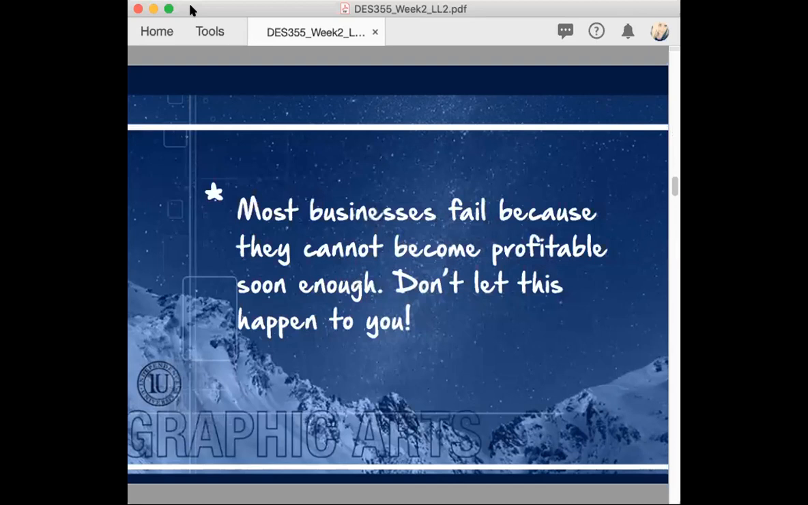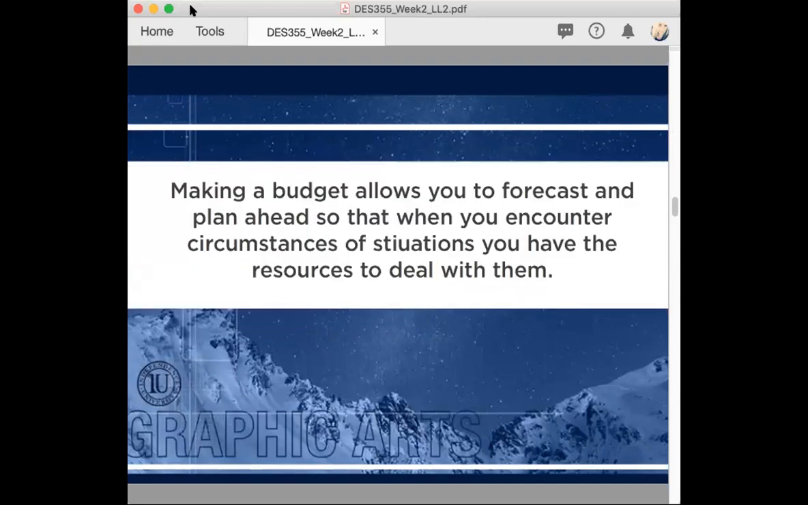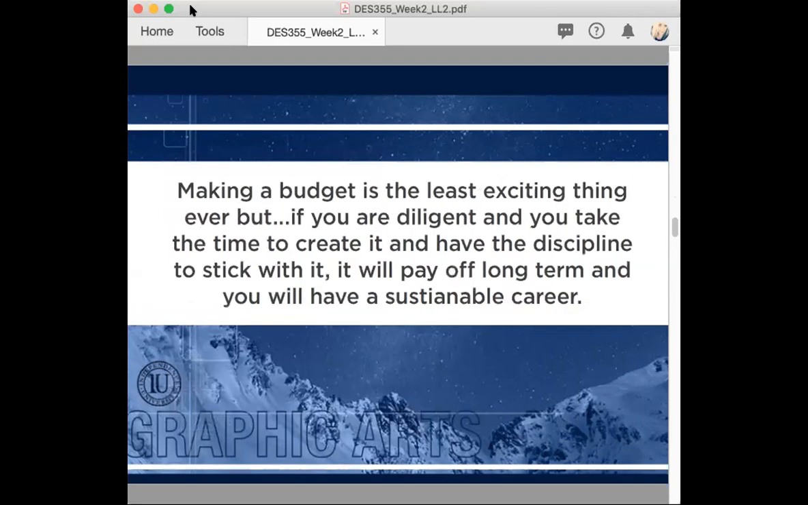I guess it depends on the business too, but you have to have that budget laid out and figured out so that you're adhering to it as closely as possible. Making a budget allows you to forecast and plan ahead so that when you encounter circumstances or situations, you have the resources to deal with them. It's kind of like a little map. It's a guide, so you need to adhere to that as close as you can. And then you can forecast ahead of time if you need more money for certain things. You can budget for that.